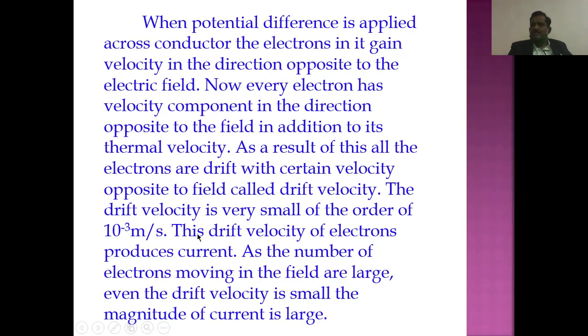And this drift velocity of electrons produces a current. Mainly, drift velocity is responsible for the flow of current through the conductor. So, when electrons are larger in number, then drift velocity will decrease, and due to this decrease in drift velocity, the magnitude of current will be large.